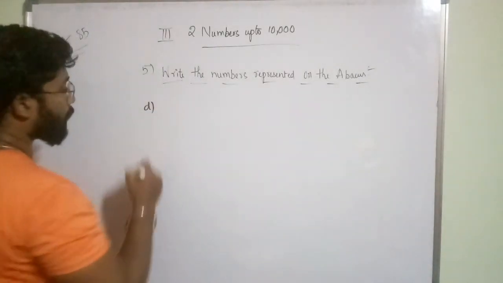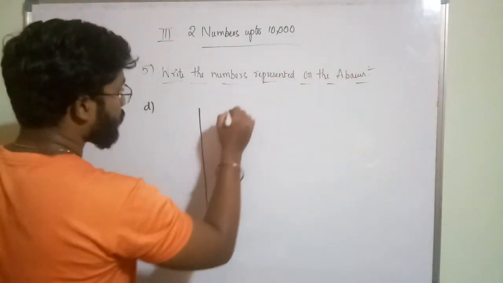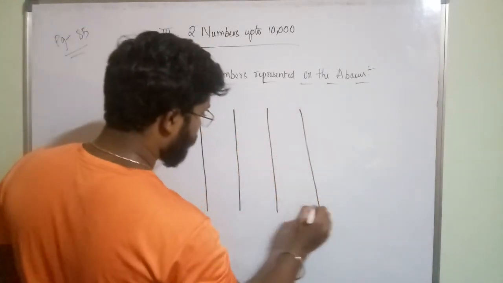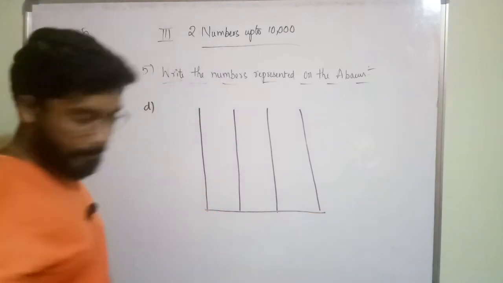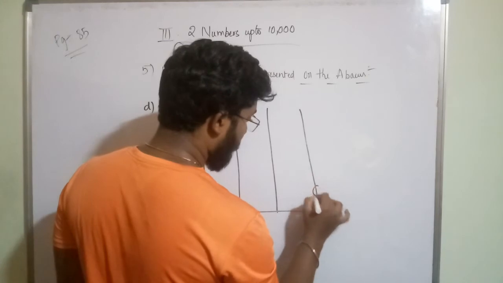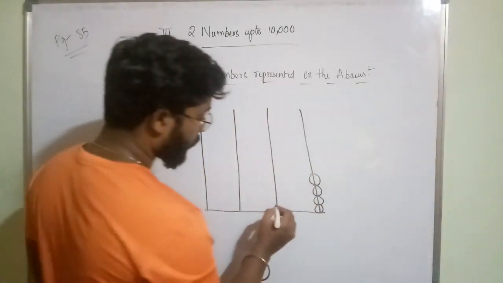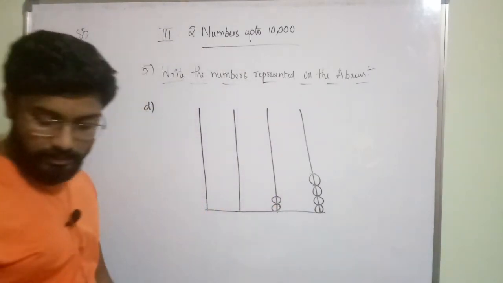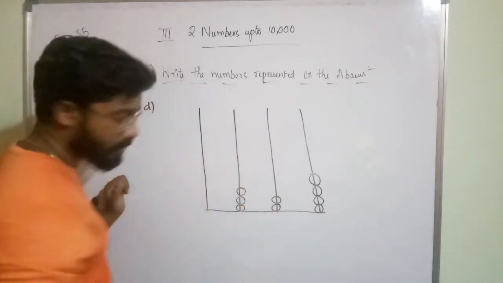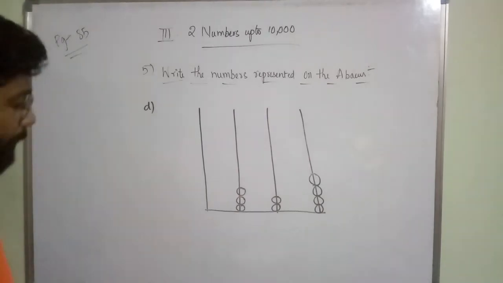Okay, next one, D. So next one also you are having 4 digits. 4 rods means 4 digits only, no? Yes. So this is 4. In ones rod you are having 4 beads. In tens rod you are having 2 beads. In hundreds rod you are having 3 beads. In thousands rod you are having 9 beads.